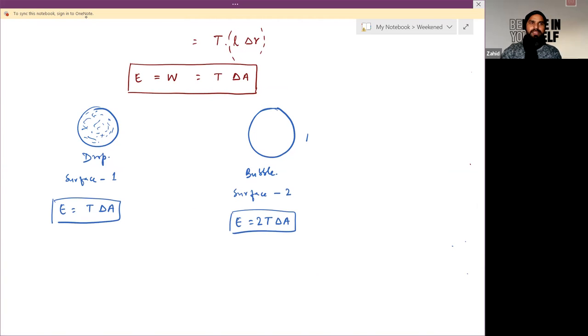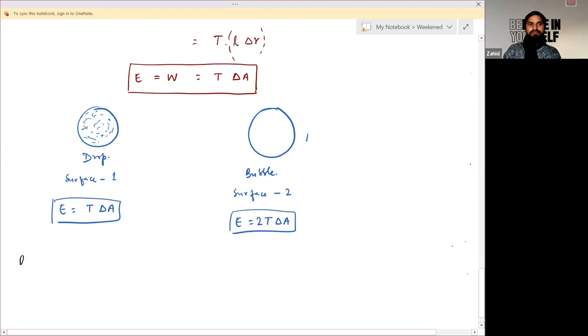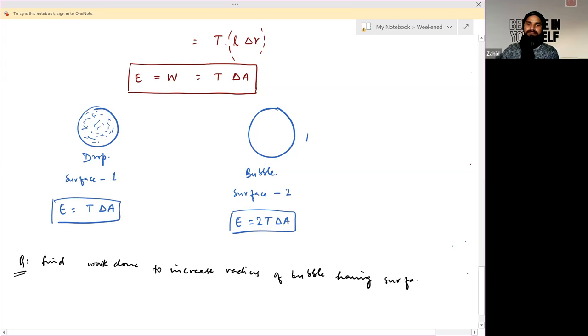Now, there will be a question related to this. Find the work done to increase the radius of a bubble having surface tension 0.05 from 1 centimeter to 3 centimeter.